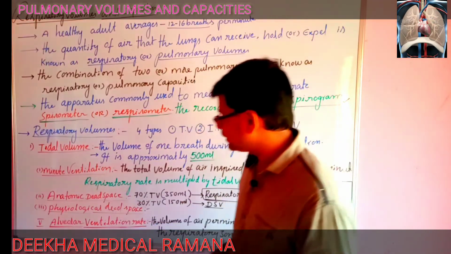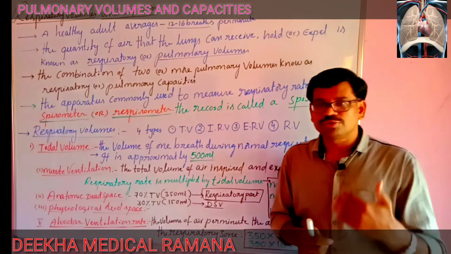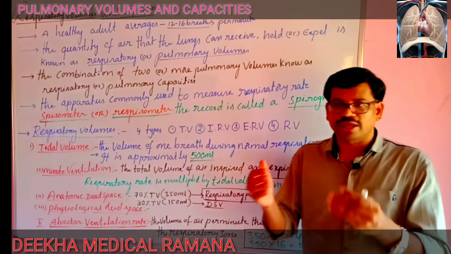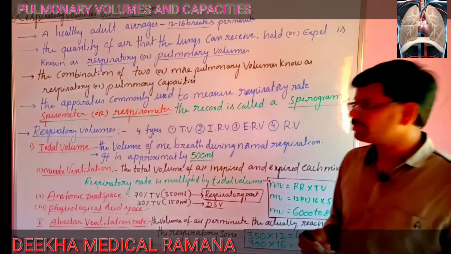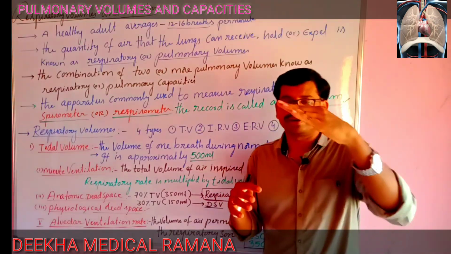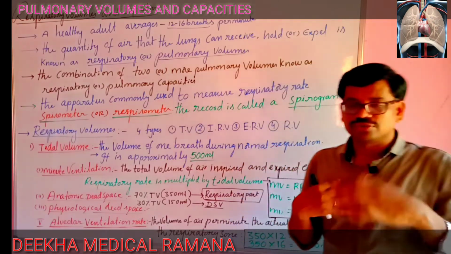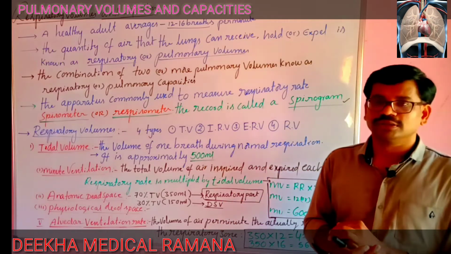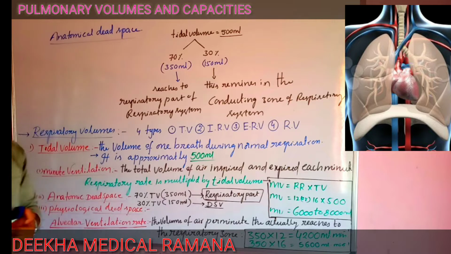Next, very important is anatomical dead space. In a typical adult, about 70% of tidal volume actually reaches the respiratory part of the respiratory system. That means our total respiratory system is divided into two parts functionally. One is the conductive zone, the second one is the respiratory zone or exchange zone, right? Let me explain about the anatomical dead space.